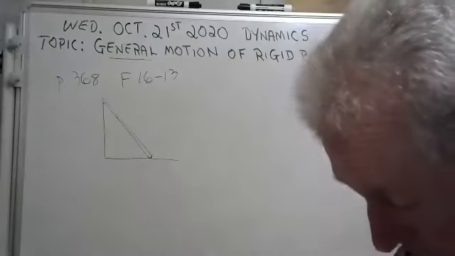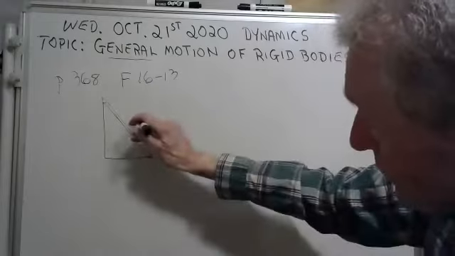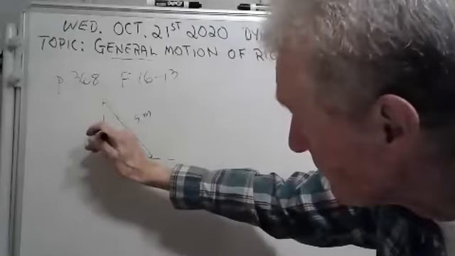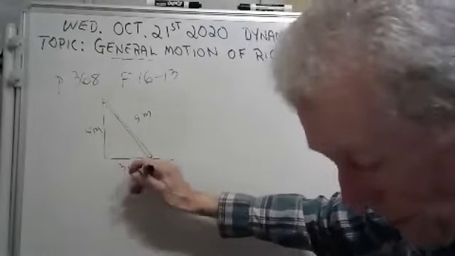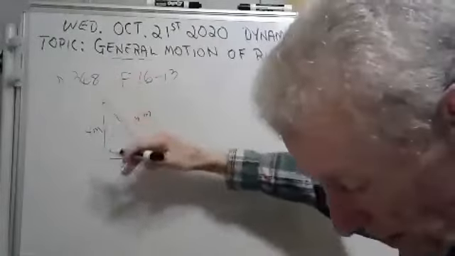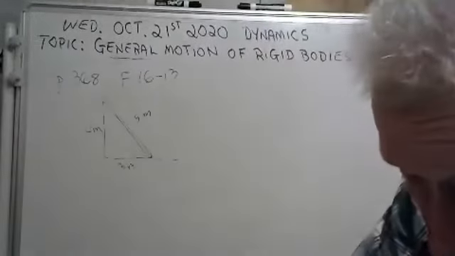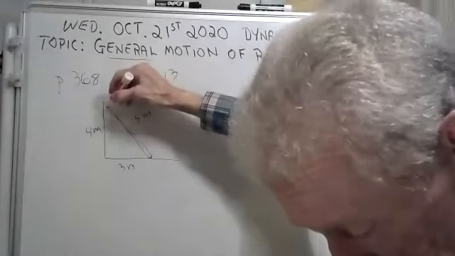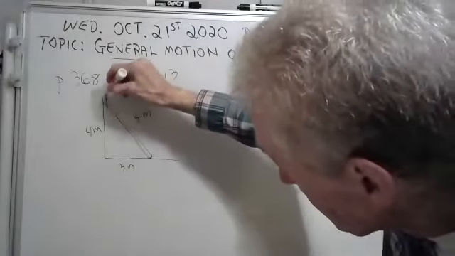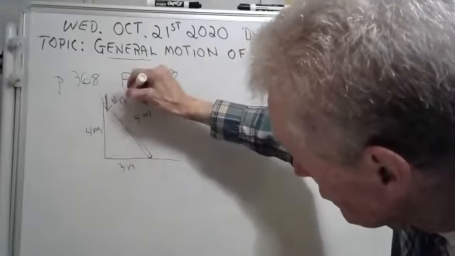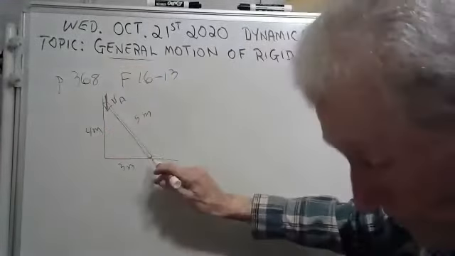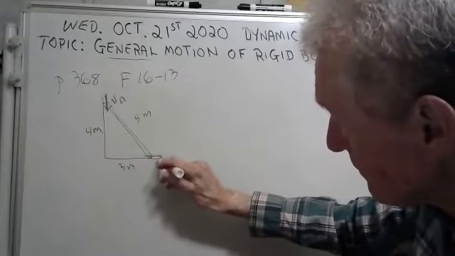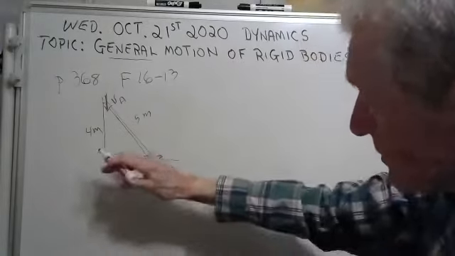They have rollers on this rod here. It's a 5 meter rod, with 4 meter and 3 meter sides. And this thing is sliding down. Let me get my red color here. They call this A. Well, here's the velocity of A. It's straight down. And here's B. And the velocity of B is straight over.